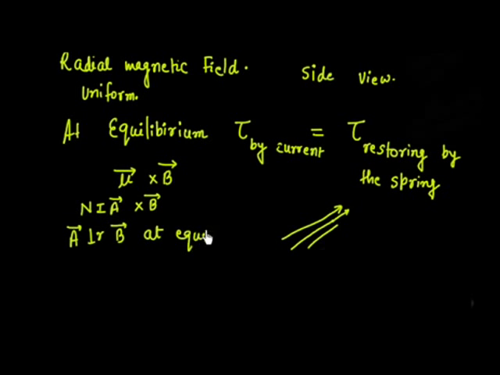So this is another important point. At equilibrium these two are perpendicular. So A cross B can simply be written as A into B because sin 90 is 1. So this is NIAB.